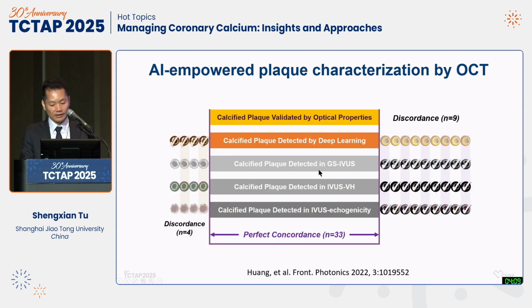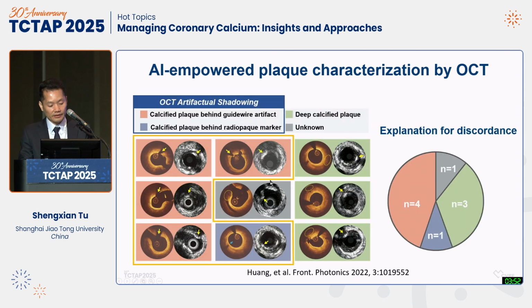Out of 46 perfectly matching cross-sections, 33 of them have complete matching across all these imaging technologies. There are 4 discordances. We think that's because of the IVUS, but 9 discordances because of the OCT. And if you go into more detail, as you can see here, the majority, 4 out of 9, are because of OCT guidewire artifact, because the calcium is not that big, so it's just behind the guidewire and did not block the visualization of the calcium. And 3 of them are because the calcium is too deep, so the deep calcified plaque cannot be imaged by OCT.